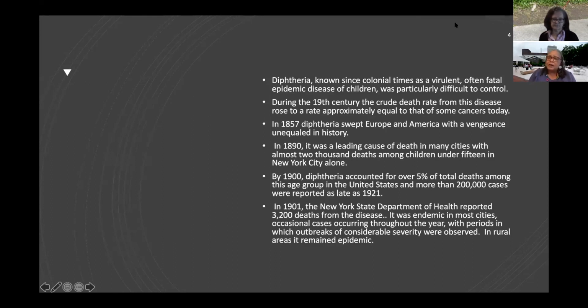But by 1900, diphtheria accounted for over 5% of total deaths among this age group in the US, and more than 200,000 cases were reported as late as 1921. At the beginning of the 20th century, the New York State Department of Health reported 3,200 deaths from the disease. It was endemic in many cities, with occasional cases popping up through the year, and also sometimes periods of outbreaks of particular severity, especially in rural places.